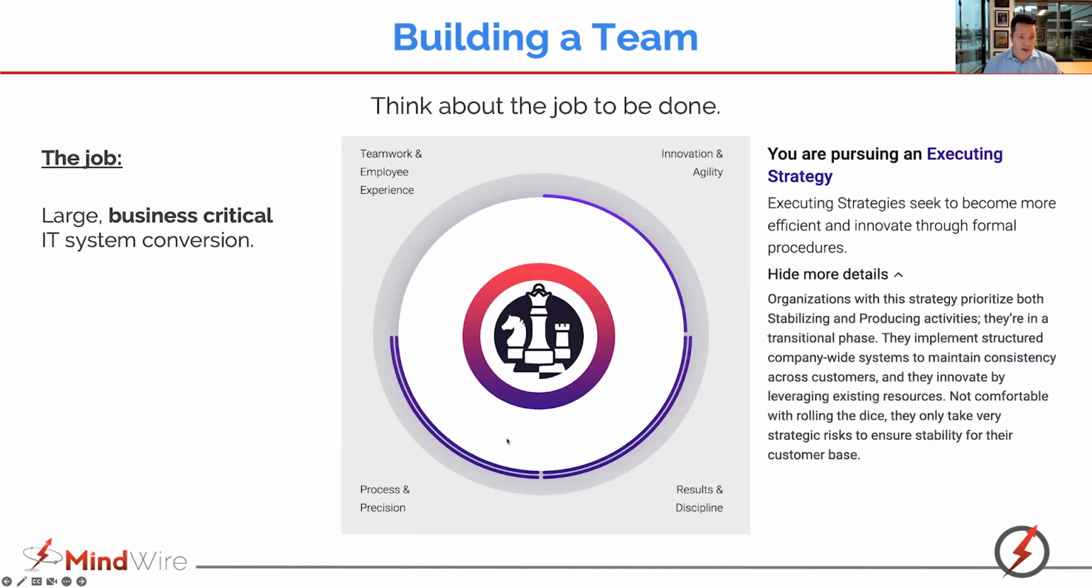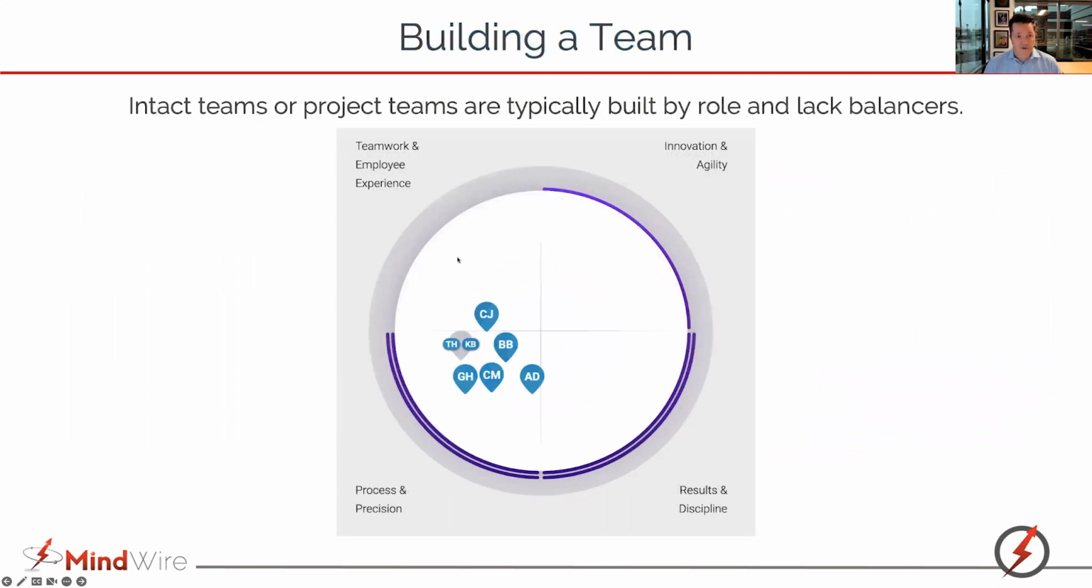And then we looked at their strategy, right? Their strategy was an executing strategy. Need a little dose of innovation and agility, plenty of results and discipline, plenty of process and precision. When they showed us the team they had built, here's what they had, right? Lots of very technically capable, high patience, high detail, analytical folks. And they built the team before they looked at what the team needed to be good at. So this was the team they had against this strategy.